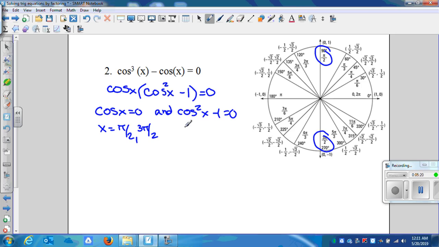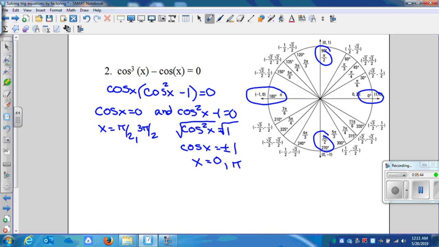And over here, we're going to go ahead and isolate cosine squared of x, setting equal to 1. Take the square root of both sides. So the cosine of x equals plus or minus 1. That occurs on the quadrantals. That occurs at 0 and pi. So for this problem, your solutions listed in order are 0, pi over 2, pi, and 3 pi over 2.